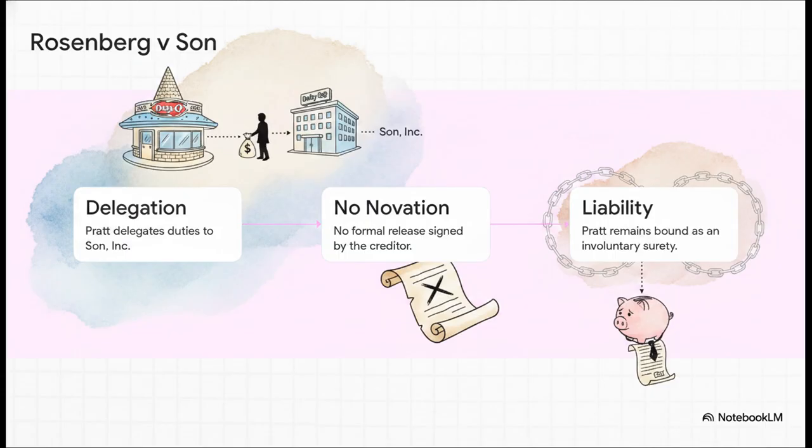But did delegating her duty actually erase her liability? Absolutely not. Unless the original creditor signs a formal, explicit release, which is called a novation, the delegator remains legally bound. They're basically on the hook as an involuntary surety. Since the Rosenbergs never agreed to a novation, Pratt was still on the hook when the new buyers defaulted.